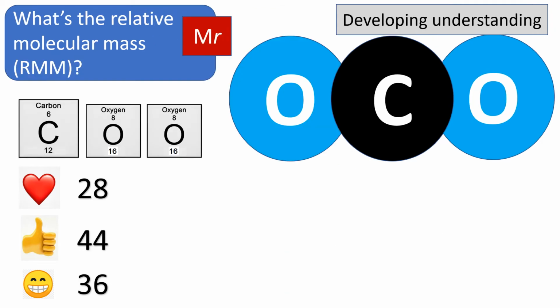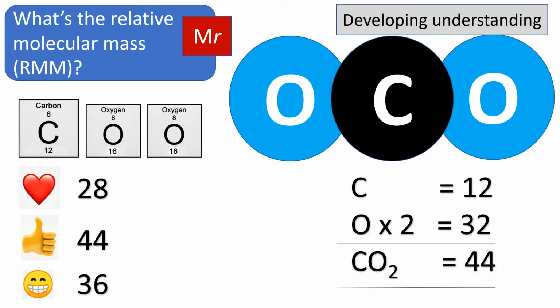Okay, what about this one then? What's the relative molecular mass of carbon dioxide with two oxygens and one carbon? Is it 28? Is it 44? Or is it 36? Well, I've got two oxygens here and I've got one carbon. So the relative molecular mass or the relative formula mass of carbon dioxide is 44.